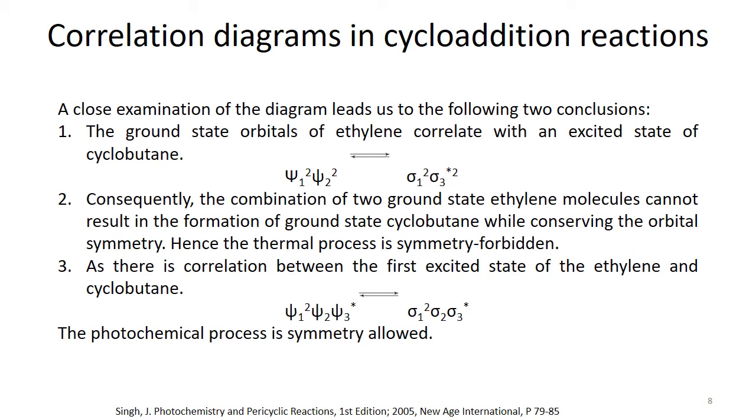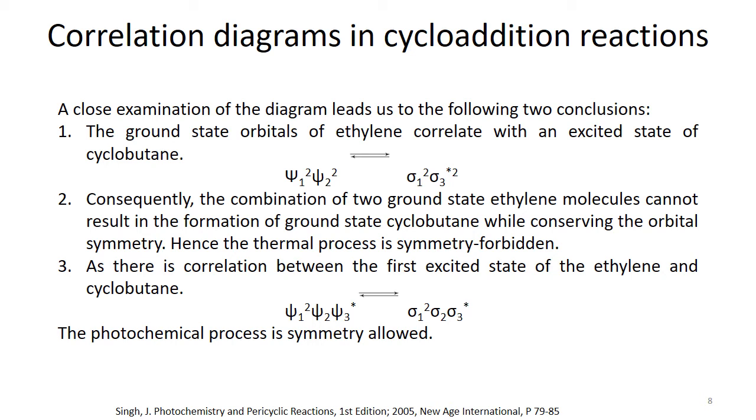So what we infer, or conclude, from these correlations is that the ground state orbitals of the ethylene molecules correlate with the excited state of cyclobutane. In this case we have psi 1 squared, psi 2 squared, which converts into sigma 1 squared and sigma 3 star squared. So it means that the ground states, psi 1 and psi 2, interact with the excited state, that is sigma 3 star. So this is how the molecules are formed.